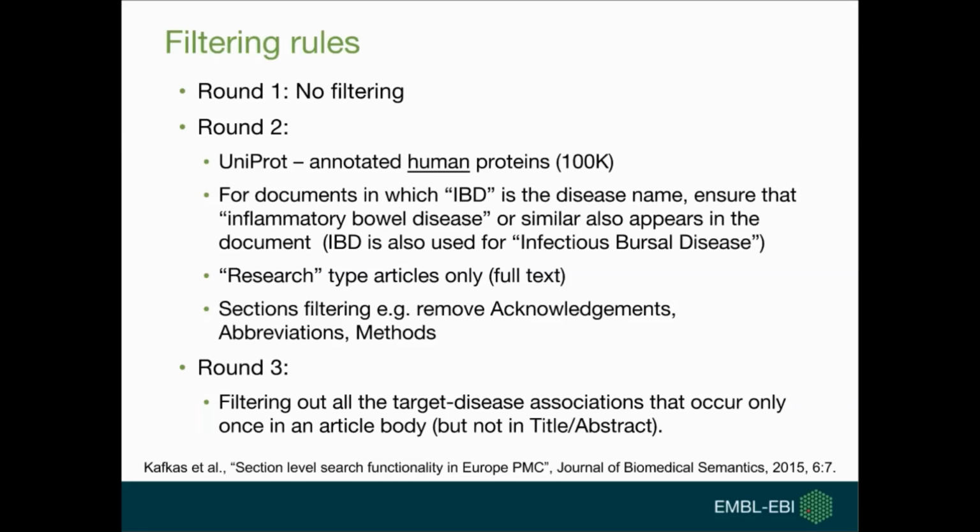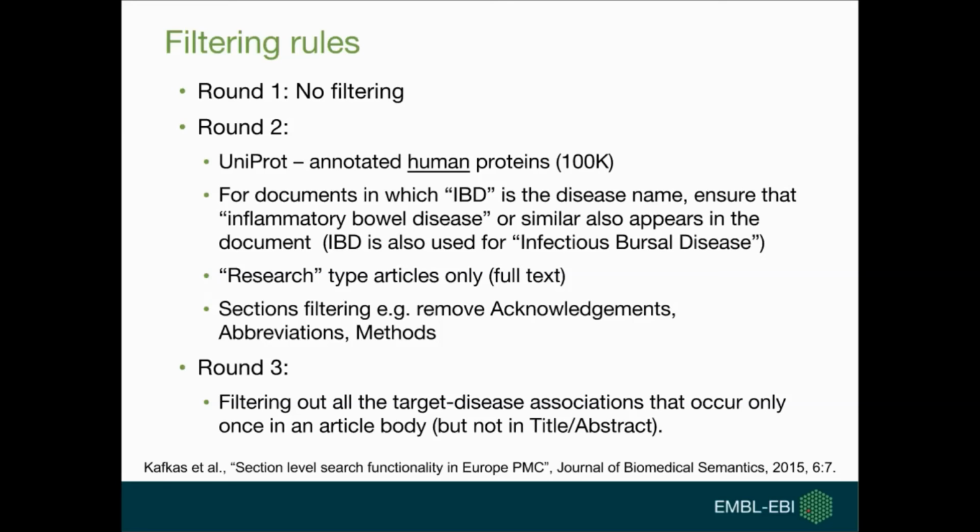We applied filtering rules in 3 rounds. In the first round, we didn't apply any filtering. In the second round, we used only the human part of UniProt because we realized that using whole UniProt would introduce lots of false positives. And we also ensure that the long form of a given disease name exists in the text in case the abbreviation of the disease name appears in text. We also focus on only research type of articles, since other types of articles, like review articles, would introduce false positives.